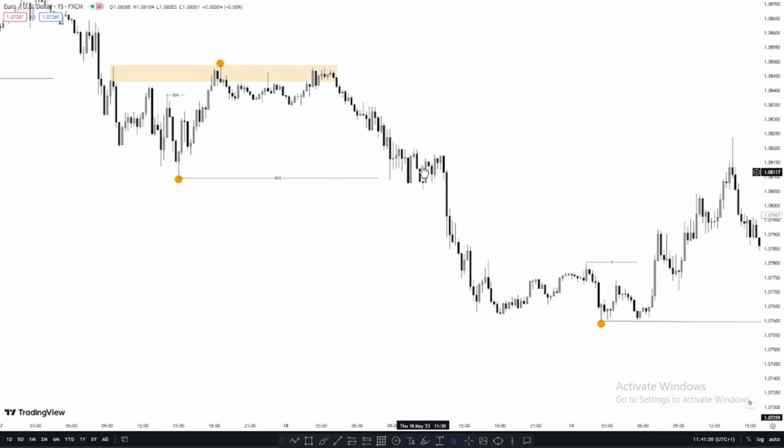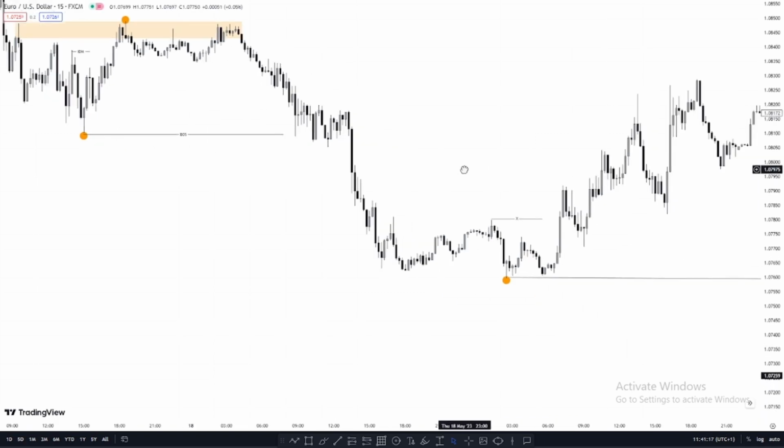It created a high. Is that a valid high? No, it's not. And it created another one. Is that a valid low? I mean, is this a valid low? No, it is not a valid low. How about this? Is it a valid low? No, it's not a valid low. All right? Now, we move ahead.